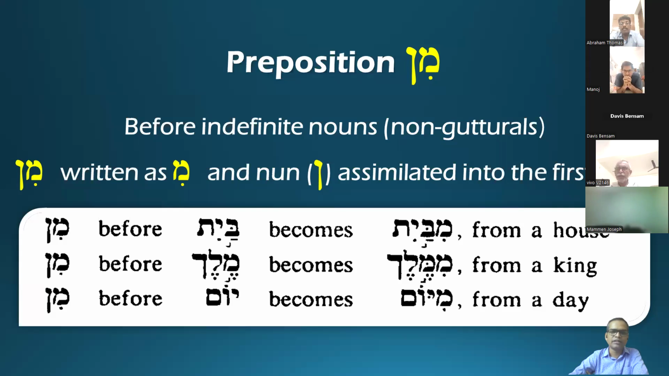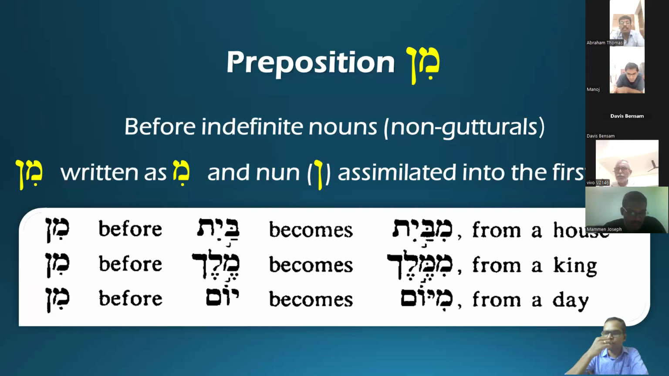Mem is present, hirak is present, but nun is missing. But nun is not really missing. Nun is present in the first consonant in the form of dagesh forte. Okay, so please note this down. Nun has this character of assimilating into another consonant in the form of dagesh forte, which is one of the characteristic features of nun, which you will see in other conjugations as well in later days.